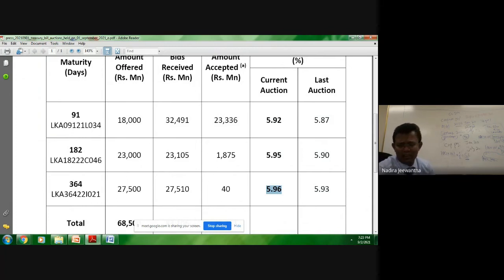And there are other factors also, but mainly due to exchange rate pressure. Now for dollars, the banks paid more than the LKR deposit rate. It has not really happened.